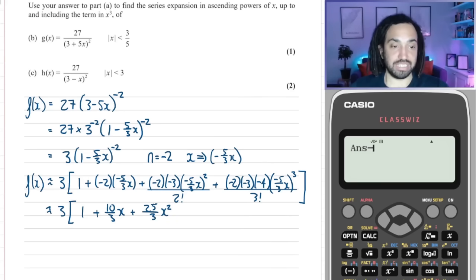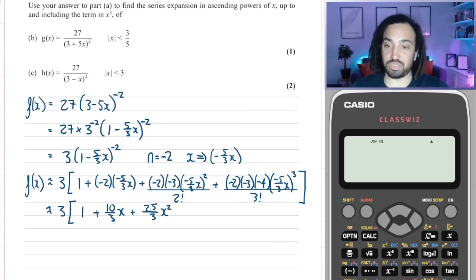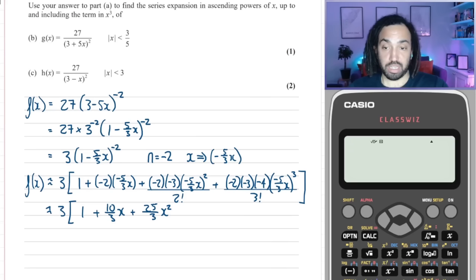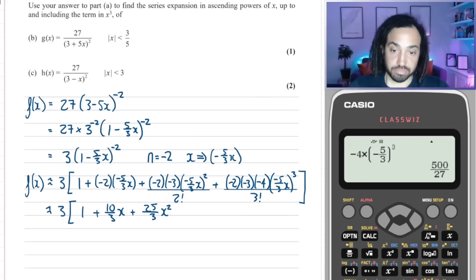Okay, and then next it's minus 2. Let's just do a little bit in our heads. Come on, we can do that, can't we? Minus 2 times minus 3 is 6, which actually cancels with the 3 factorial. So we've just got minus 4. Oops. And we're going to times that by minus 5 over 3 to the power of 3. Okay, great. So that's plus 500 over 27x cubed.